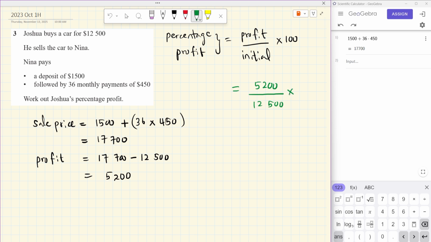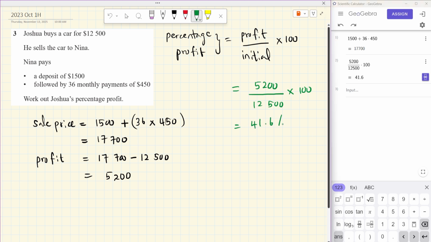So according to this formula, profit is 5,200 over initial, 12,500, into 100. Let's put this into the calc. 5,200 over 12,500 into 100. 41.6 is the answer.